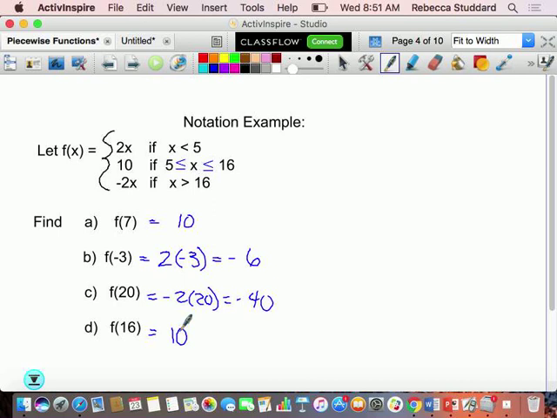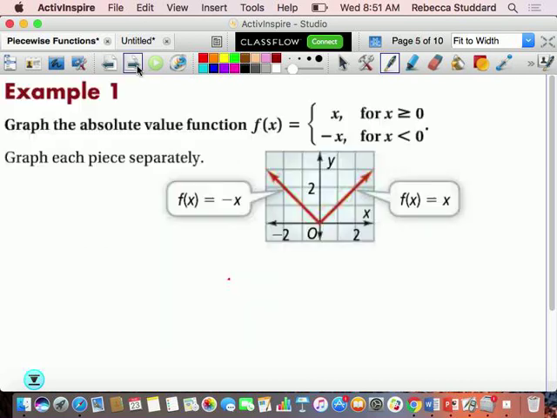All right, y'all did a great job on that. Let's move on to an example, and you do not have to write this down. An example that you already know. The absolute value of x. Its graph looks like a V. Okay, you see the little V here? So it has 2 parts. If x is greater than or equal to 0, then your y is going to be equal to that number.